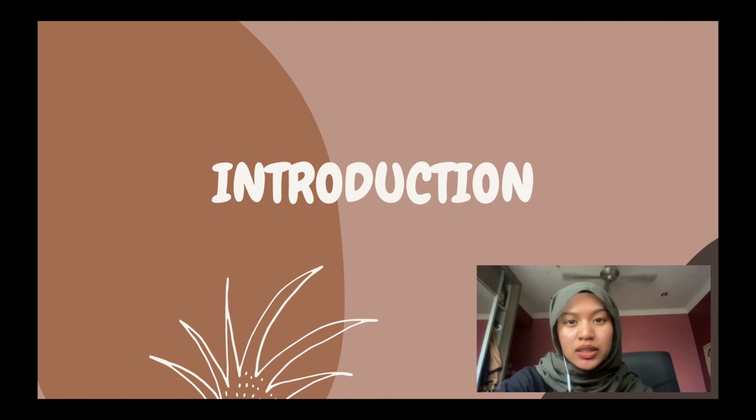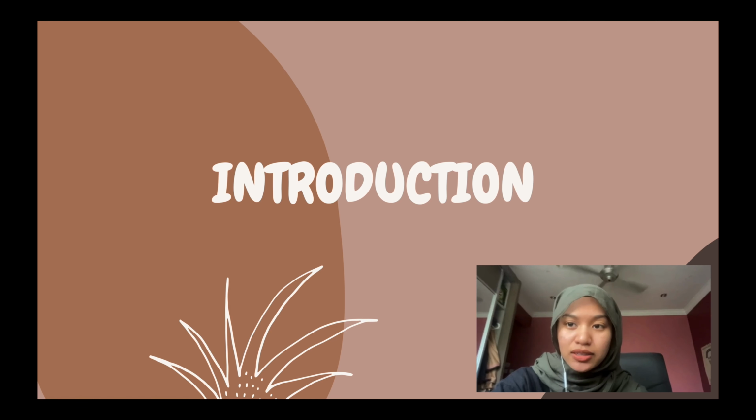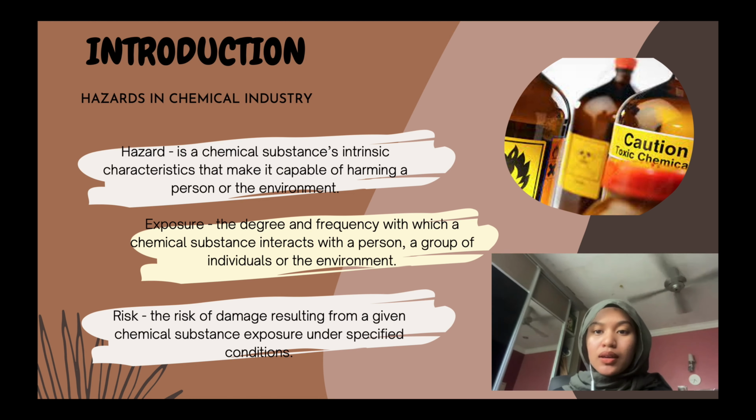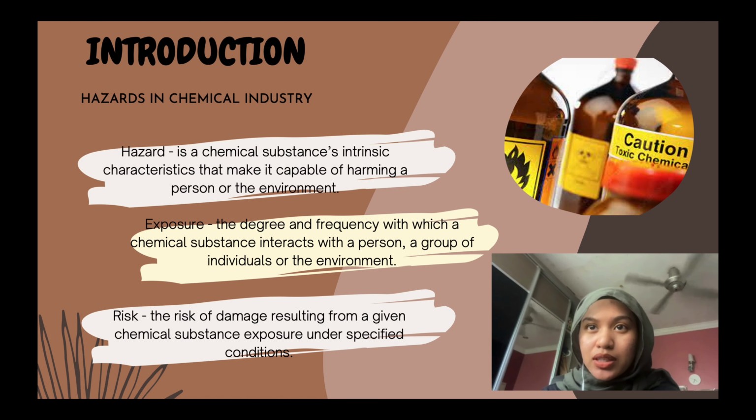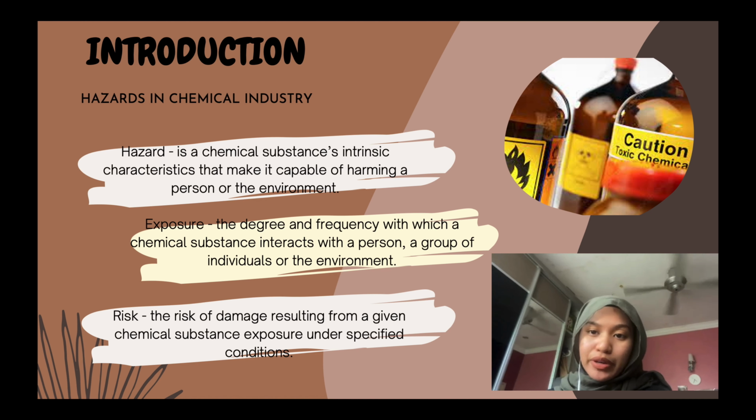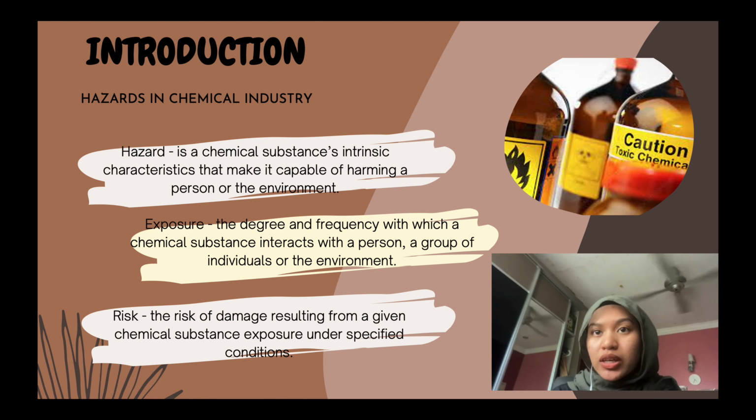I will be explaining the introduction of hazard in the chemical industry and also safety hazard. So, what is the meaning of hazard? Hazard is a chemical substance's intrinsic characteristic that makes it capable of harming a person or the environment. And next is exposure, the degree and frequency with which a chemical substance interacts with a person, a group of individuals, or the environment. And the last one is risk, the risk of damage resulting from a given chemical substance exposure under specific conditions.